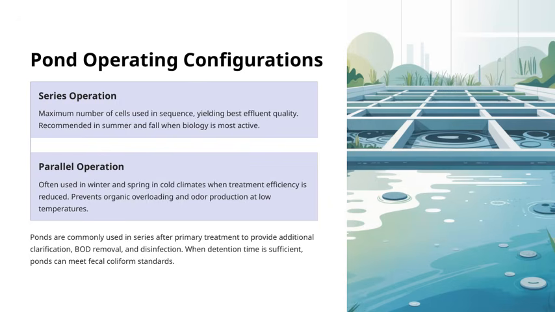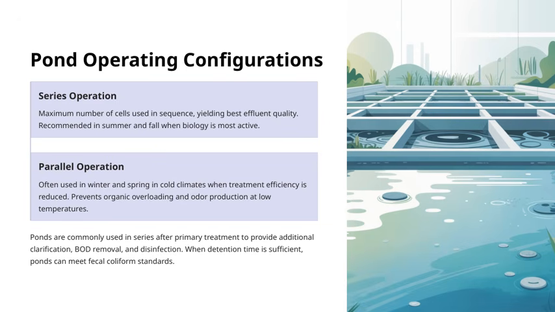Now, let's take a closer look at pond operating configurations. First, we have series operation. This involves using the maximum number of cells in sequence, which is ideal for achieving the best effluent quality. I recommend this setup during summer and fall when biological activity is at its peak, as the bacteria are most active and effective during these seasons.